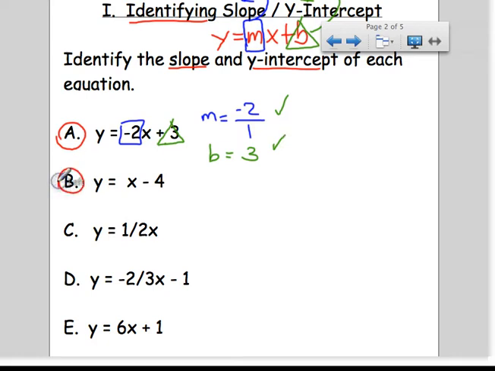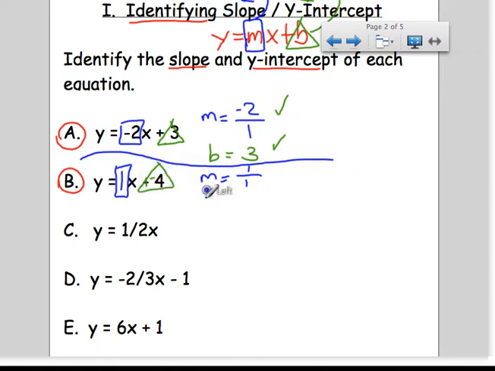Now, looking at B, y equals x minus 4. I don't see the coefficient this time, so I know that there's actually a secret coefficient, which is a 1, and our slope for this equation is 1, which is the same thing as 1 over 1. Then, my y-intercept, it looks like it might be positive 4, but if I really kill subtraction, I can see that the y-intercept is negative 4. And so b is negative 4. I have my slope, I have my y-intercept, and later that'll be enough to graph this equation.